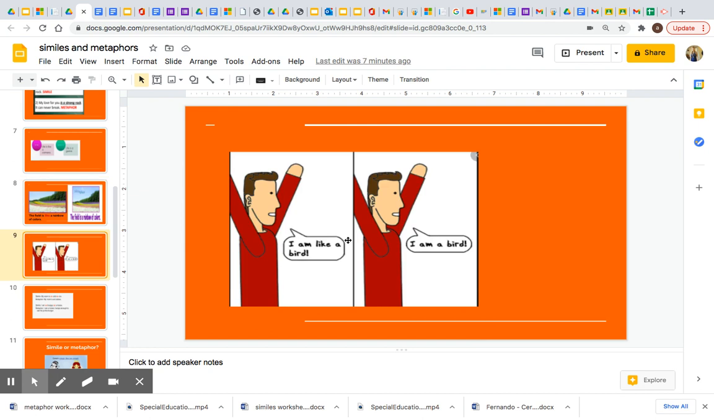In this example, we have a simile. I am like a bird. This is a simile. But on this side, I am a bird. This is a metaphor. Why is this a simile? I am like a bird is a simile because the word like is being used to compare the man with the bird. But on this side, it is a metaphor because there is no like or as.